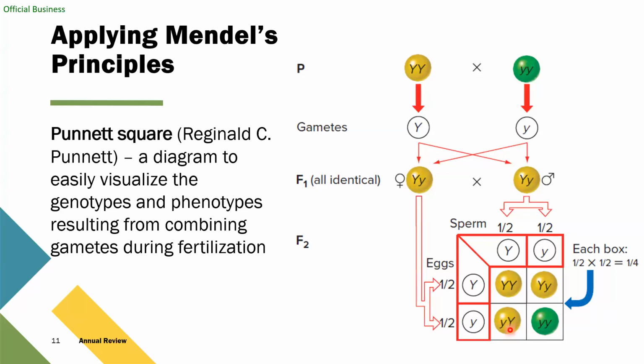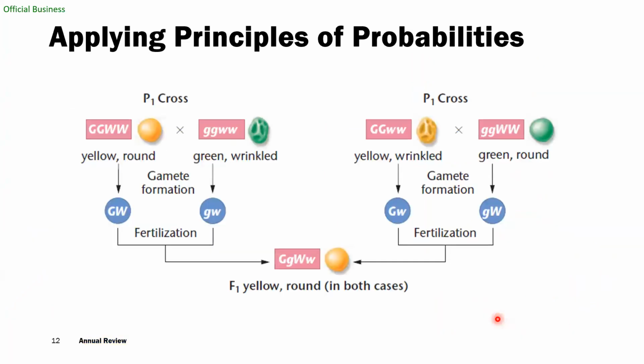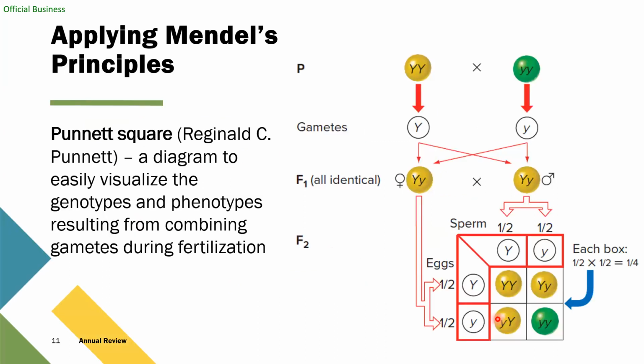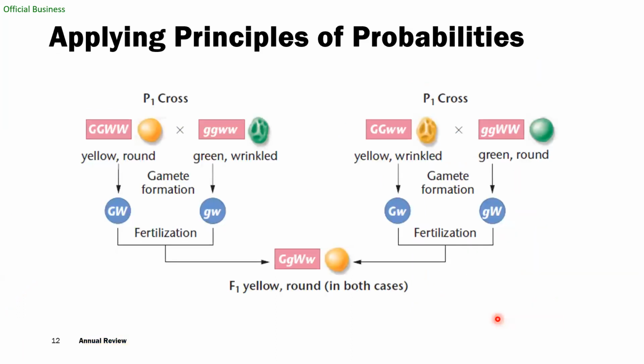That doesn't mean that this set of parents from the F1 generation always has 4 offspring, with one always green and 3 always yellow. It just means it's a probability. So what this Punnett square diagram tells us is the probability of producing such an offspring. It's an application of the law of probability.